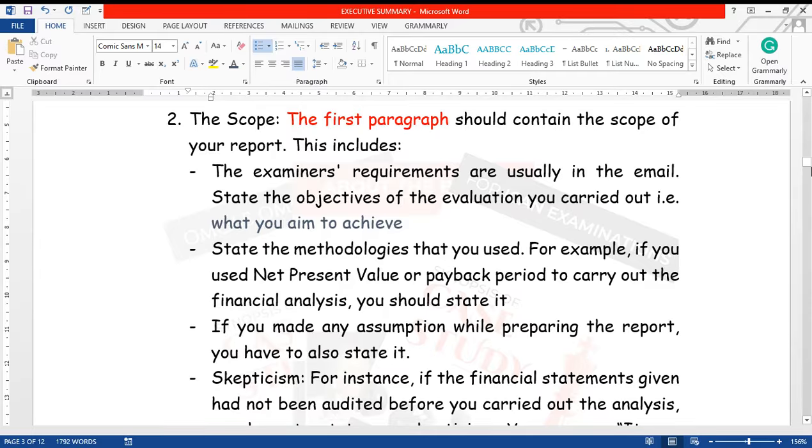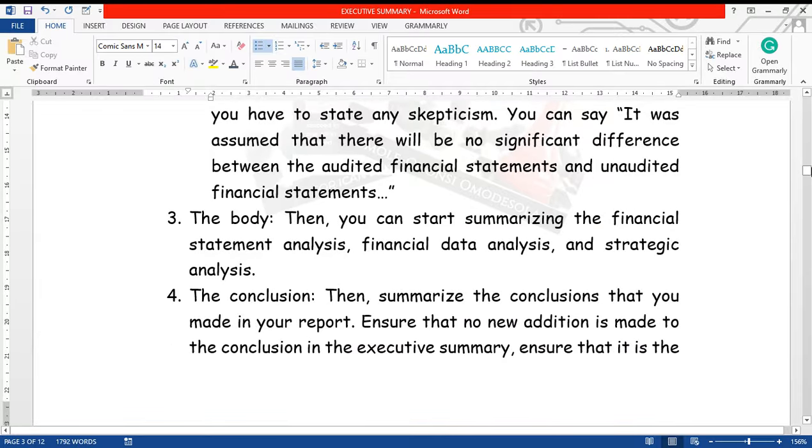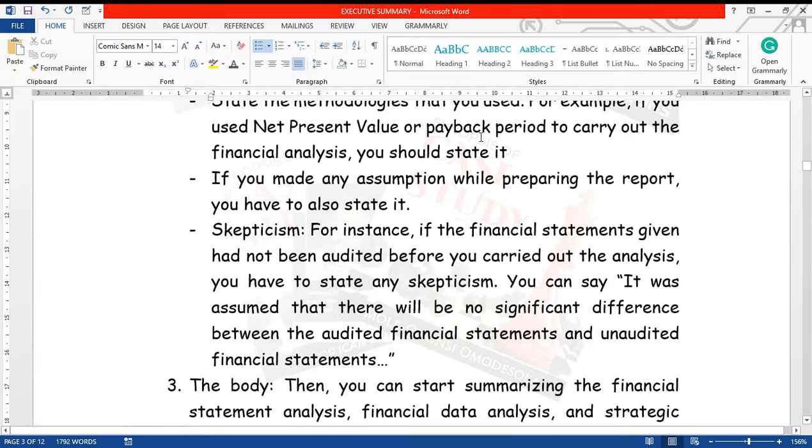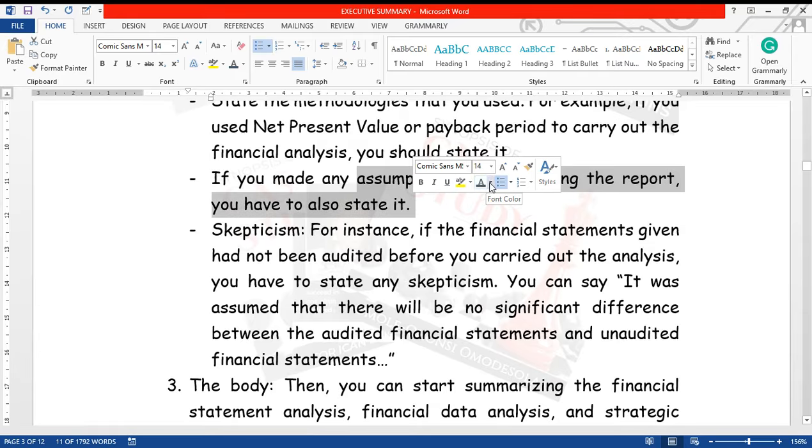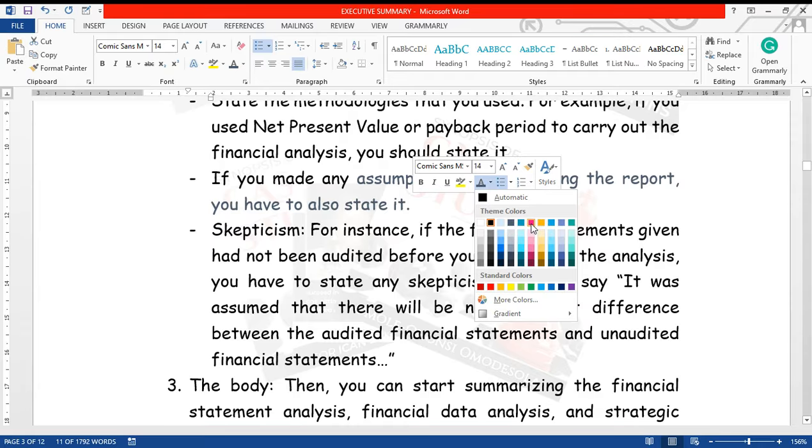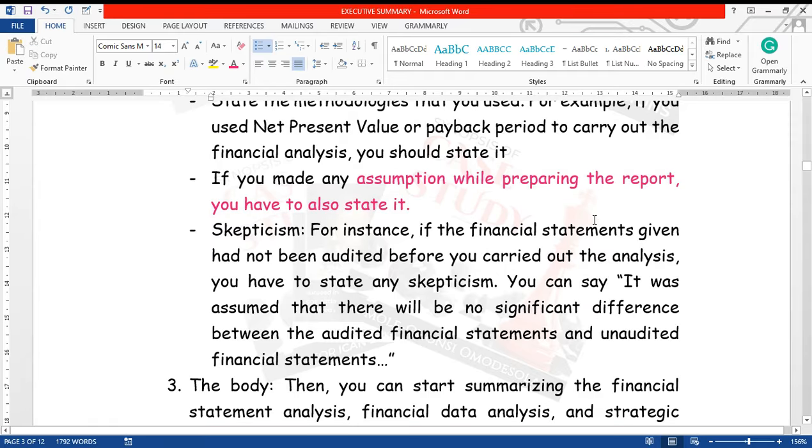And you should state any assumption. If you made any assumption while preparing the report, it's very, very important that you state it there. And skepticism too is very important. They expect that you're a professional, so you don't just take everything hook, line, and sinker. You have to have a question in mind, like, is this actually right? You have to have some form of skepticism.